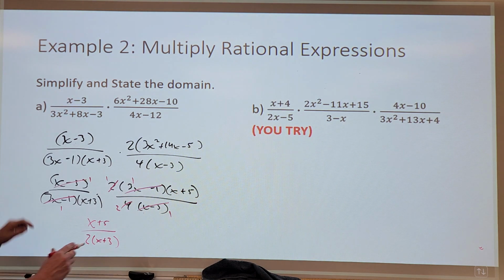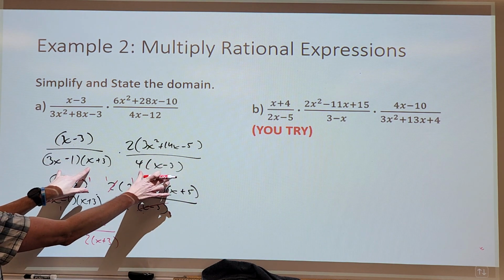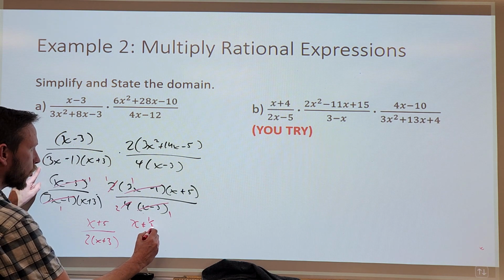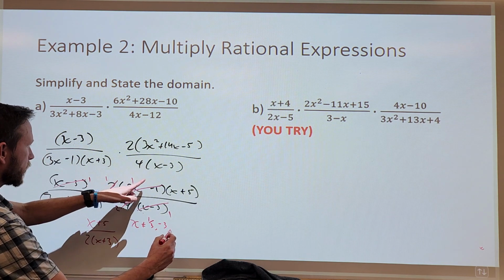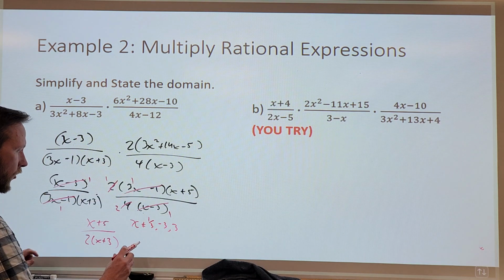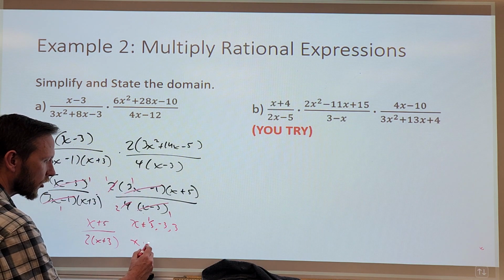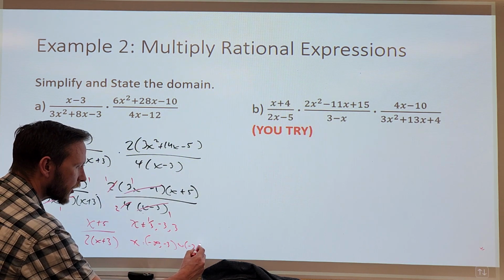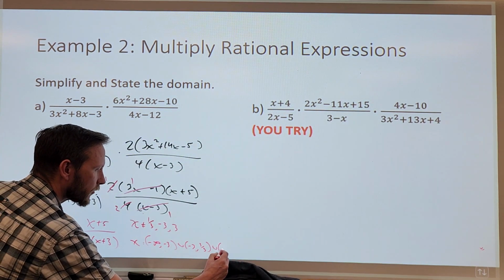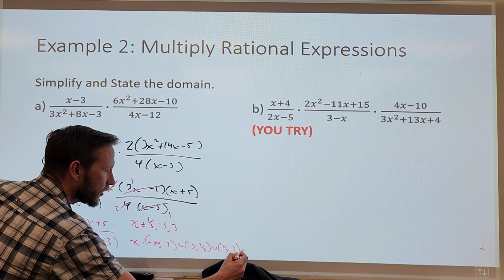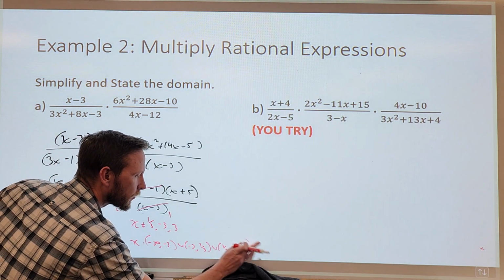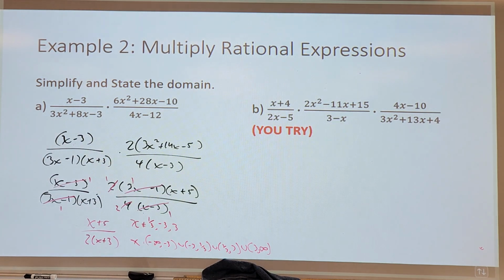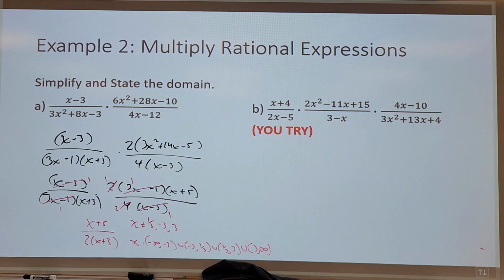All right, stating the domain, we have to go back to our original expression here, and we say that x will not equal 1/3, negative 3, and positive 3. So I will say my domain goes from negative infinity to negative 3, from negative 3 to 1/3, from 1/3 to 3, and then from 3 to infinity. All right, that's the whole domain there. I want to make sure that we get through all of those.